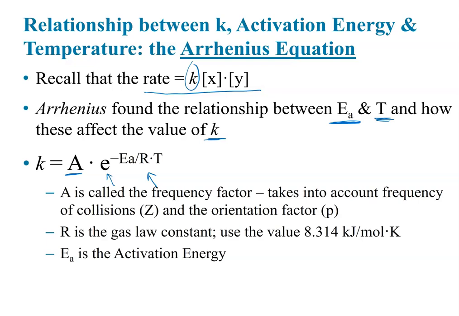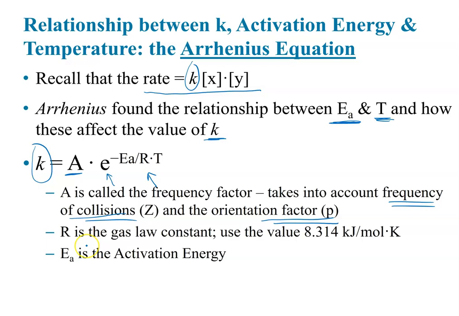Anyway, back to the Arrhenius equation. What Arrhenius found was that the value for K is equal to this thing called the frequency factor. It takes into account the frequency of collisions, and Z would be what percent of molecules are colliding with one another at any one time. And then something called the orientation factor, which would be a fraction or percent of collisions that are in the right orientation. So this factor includes both of those.